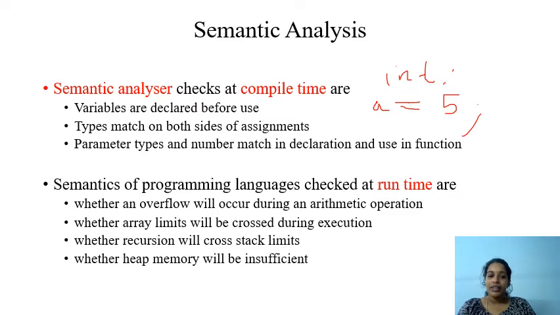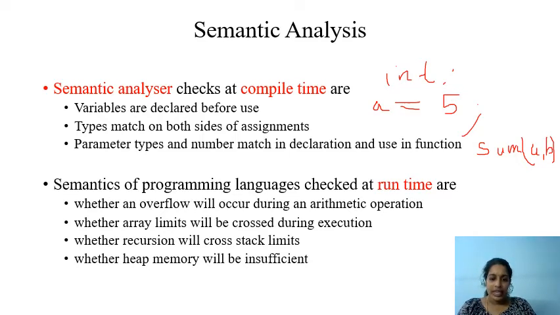In another case, the semantic analyzer checks the parameter types and number of arguments in case of a function call. For example, sum(a, b) is a function call and it has two arguments a and b, and it expects the function definition to accept exactly two arguments having the same types as a and b. That is checked during compile time.